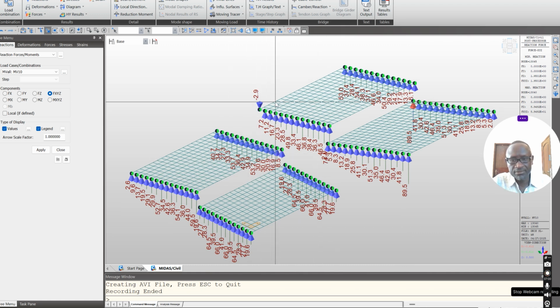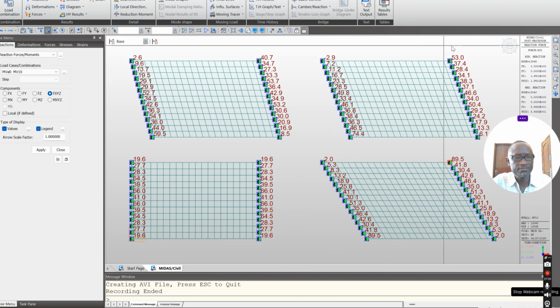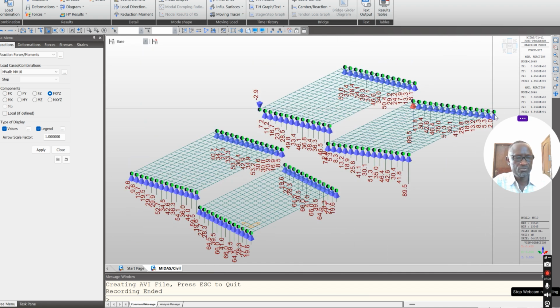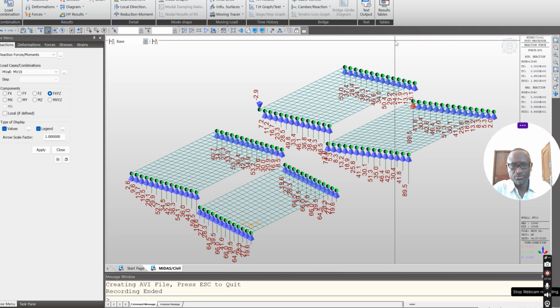You can actually see that one of these is lifting. So this angle is already being lifted. This is a negative value. So you have to be careful that to some extent there is also lift in the reaction value in certain instances when you are increasing the skew.